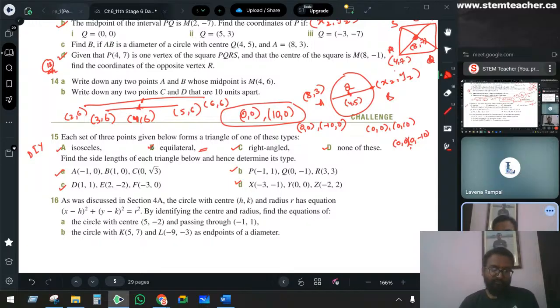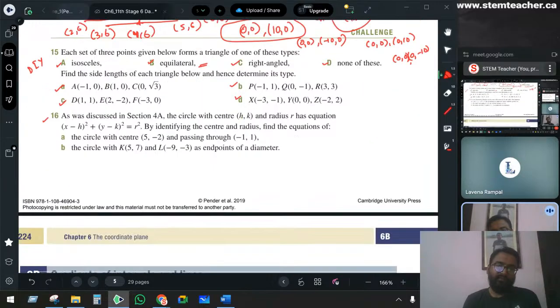You can do it. And question 16, as was discussed in section 4a, the circle with center and radius r has the equation (x minus h) whole square plus (y minus k) whole square is equal to r square. Identify the center and radius of the circle. Find the equations of the circle with center and so on.